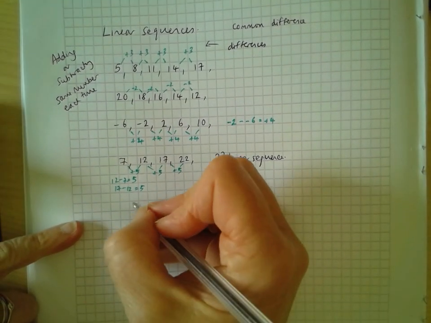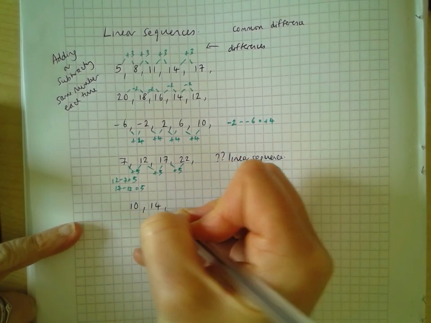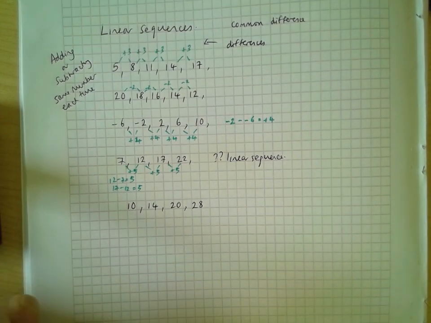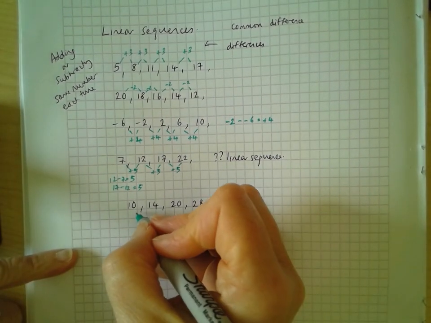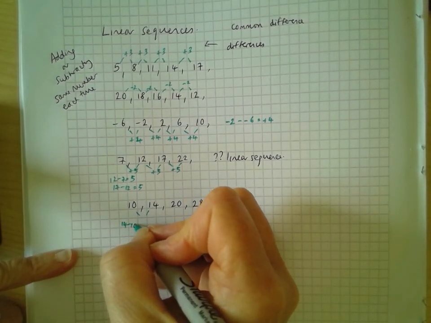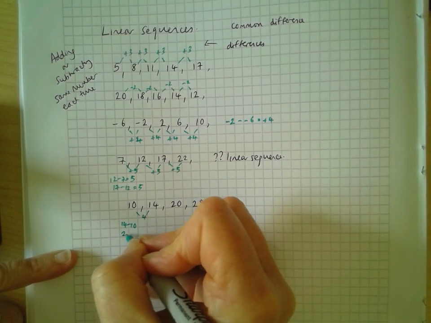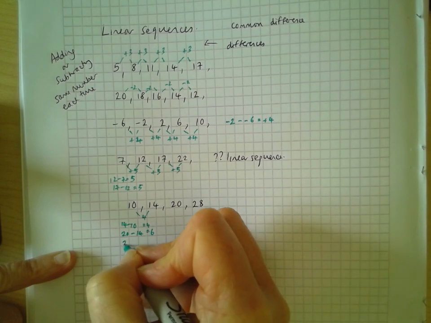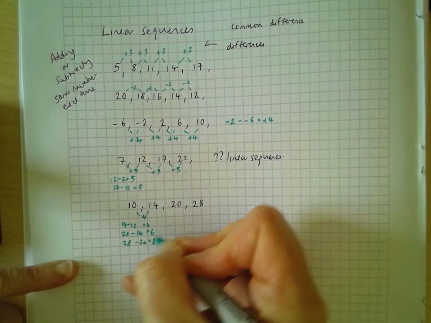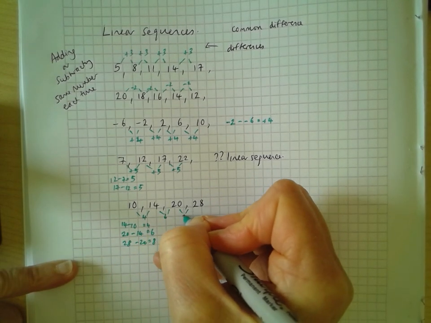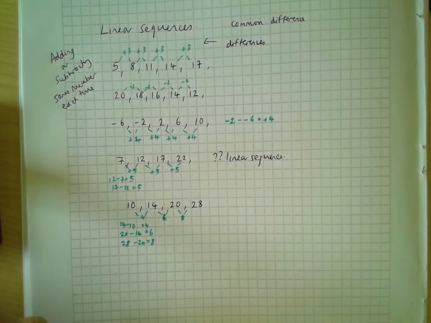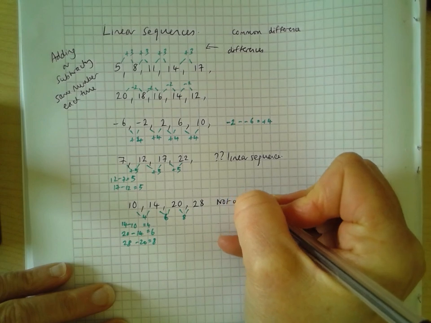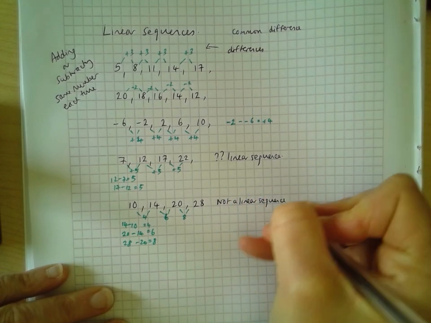Look at this one here: 10, 14, 20, 28. What's happening here? Let's see, the gap here will be 14 minus 10, which is 4. The gap in the next one is 20 minus 14, which is 6. The next one is 28 minus 20, which is 8. Actually, this is not a linear sequence because the difference keeps changing.